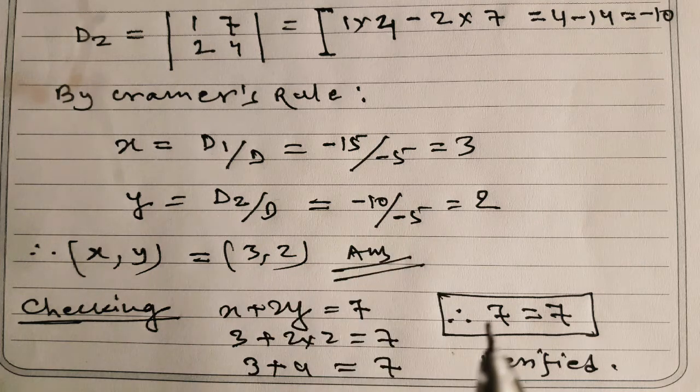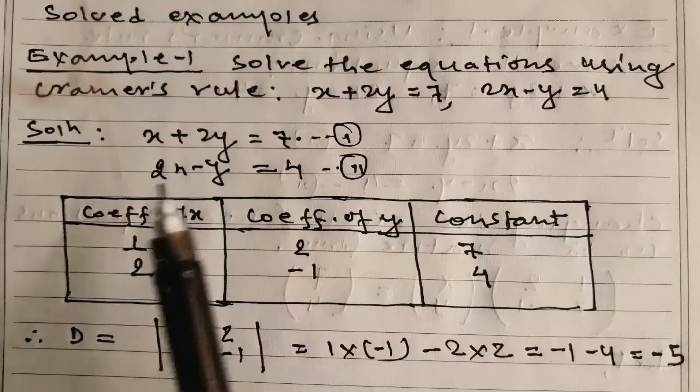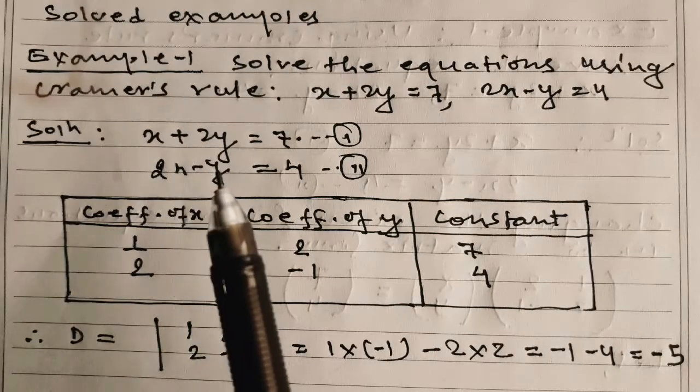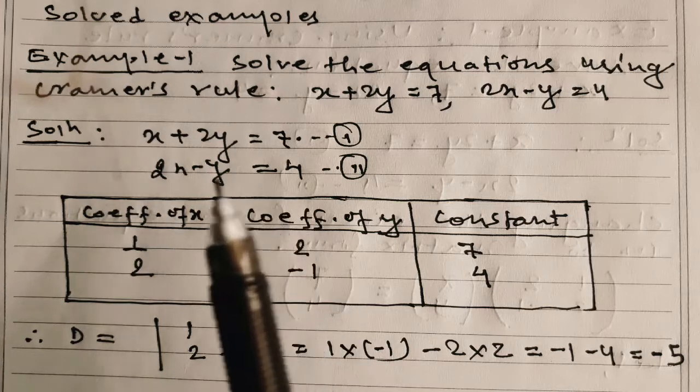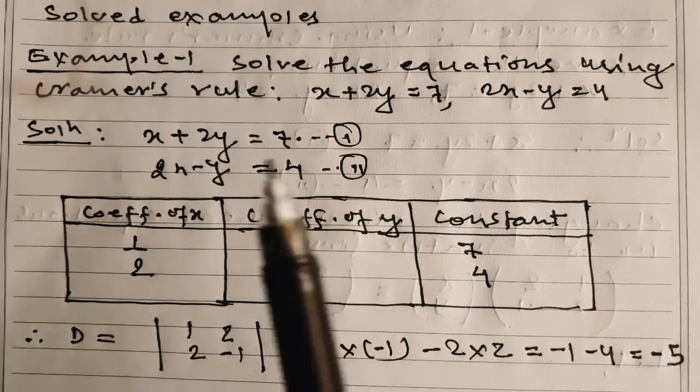We can check by the second equation also. By taking the second equation, you put the values of x and y. Then the values of x and y satisfy the second equation also. The value of x is 3 and the value of y is 2. So 2 times 3 is 6, 6 minus 2 is equal to 4. That means the values of x and y satisfy the second equation also.